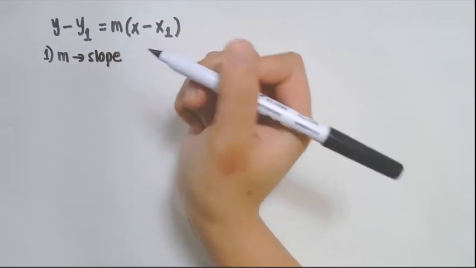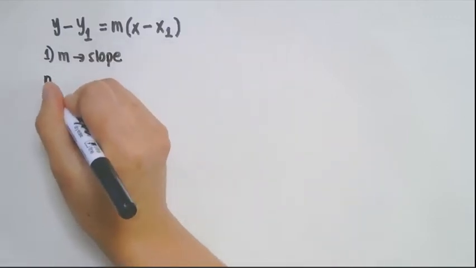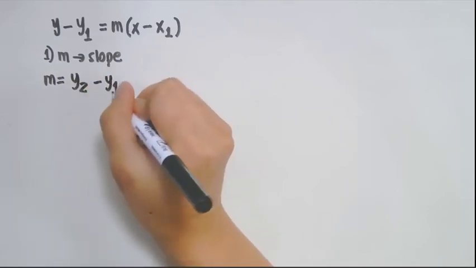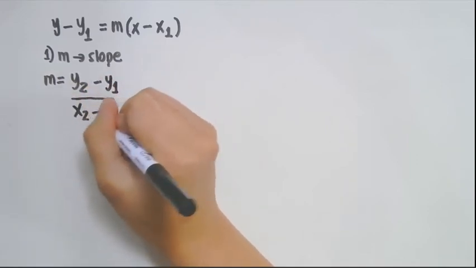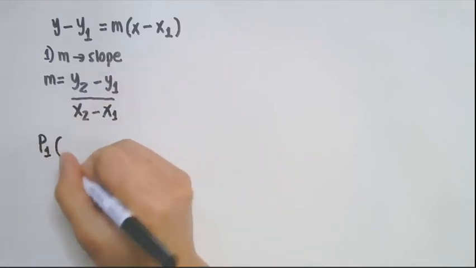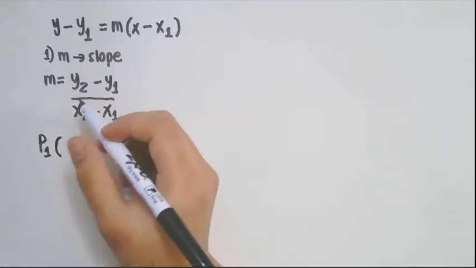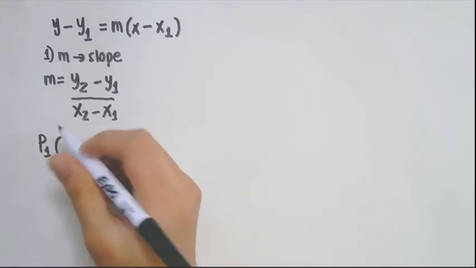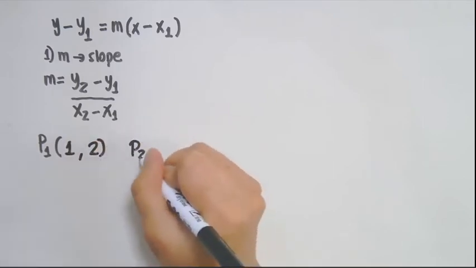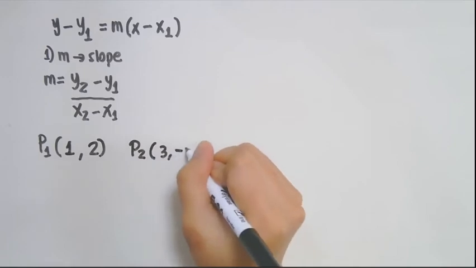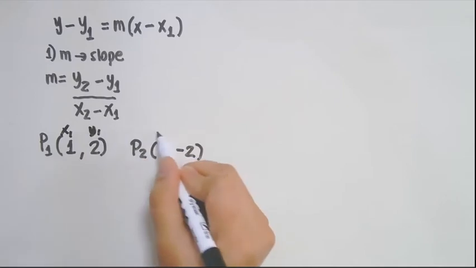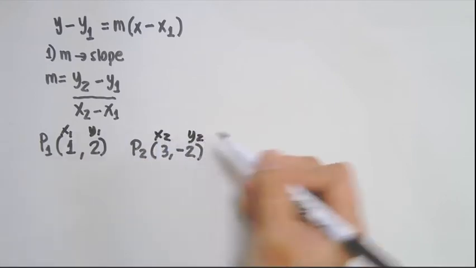We could make use of your rise over run, but in this case, I wanted to use the formula change of y all over change of x. So we need to write down the first point, which is (1, 2), and write down the second point, which is (3, -2). This will now be our x1, y1, x2, y2.